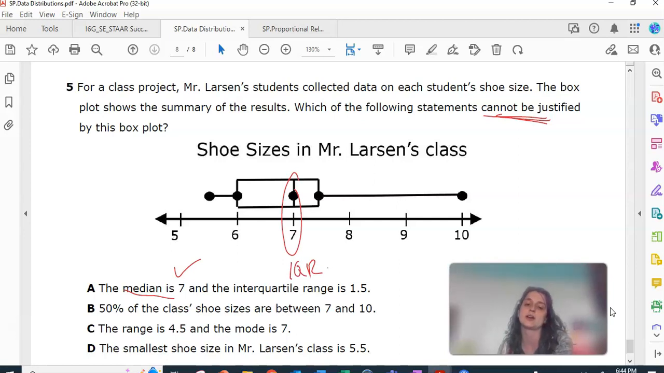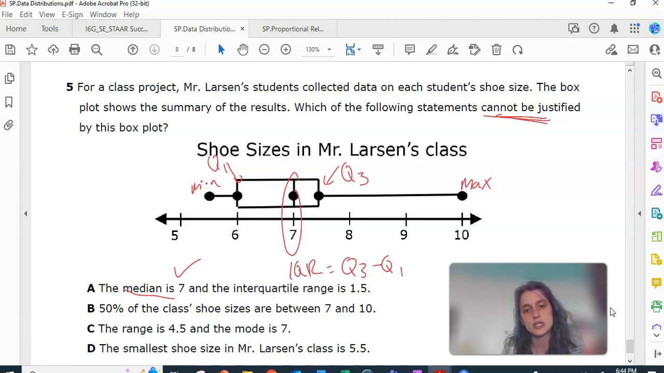All right, IQR comes from quartile 3 minus quartile 1. Here's my quartile 3. Here's my quartile 1. This one's my minimum. This one's my maximum. Quartile 3 is between 7 and 8. That's 7.5, minus 6. Does that equal 1.5? Why, yes, it does. So you're going through each of these and you're checking to see if they're true. If they're true, they're not our answer.